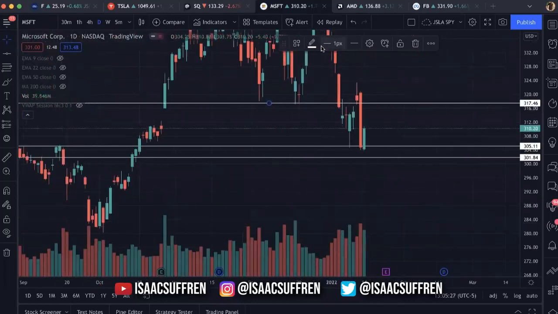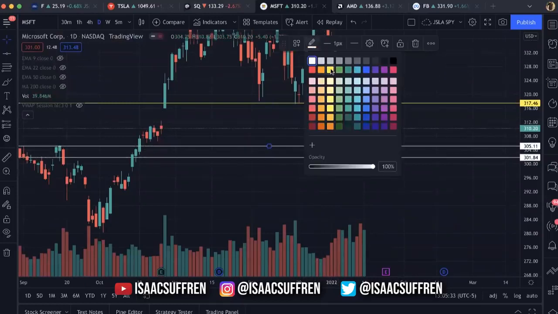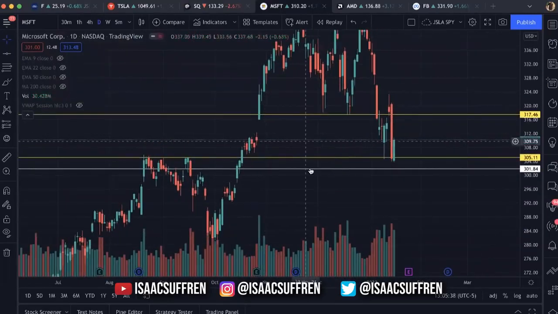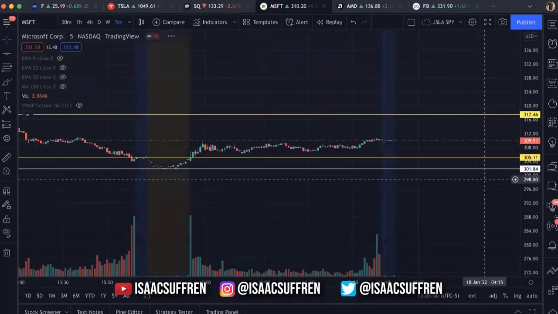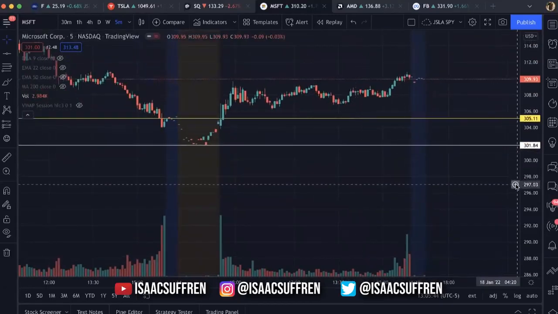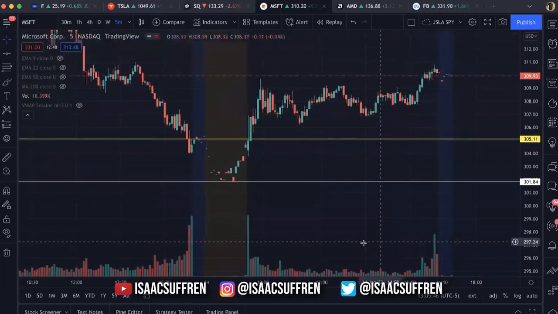Remember, our daily levels are going to be yellow. So let me go ahead and change that. Our daily levels are going to be yellow. All right, there we go. So our daily levels are yellow. We go to the 5-minute and you can see that our pre-market low is this white line at 301.84.